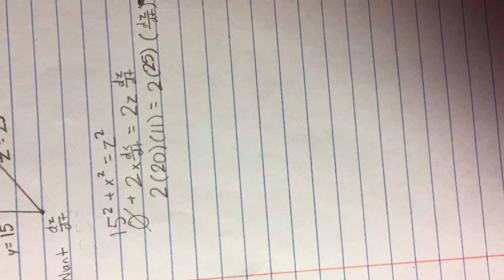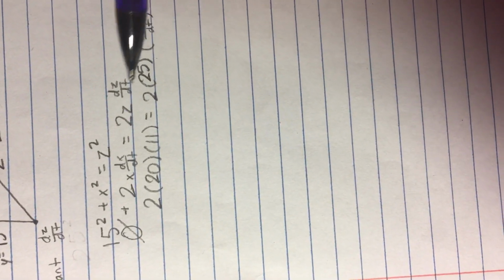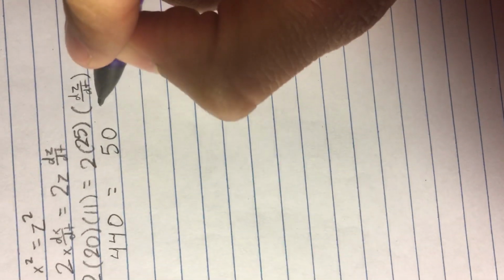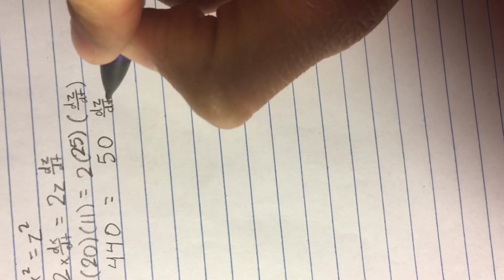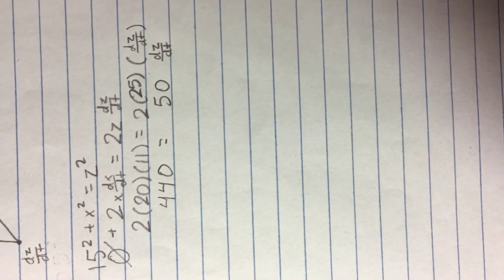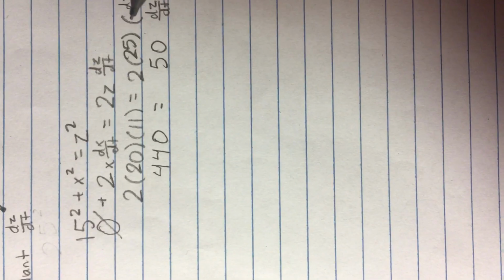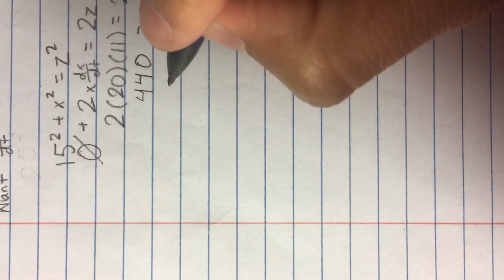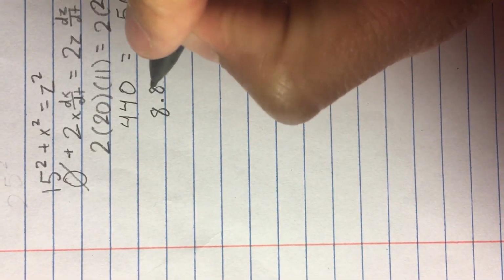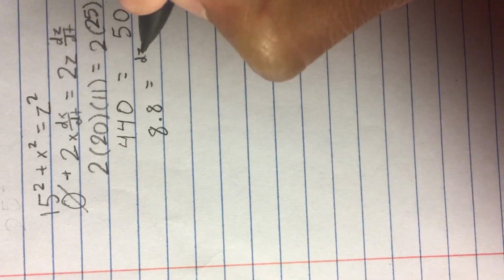Now we multiply out the terms to get to the next step. Here we get 440, and 2 times 25 is 50, times dz/dt. Finally, we can divide 440 by 50 to find that 8.8 equals dz/dt.